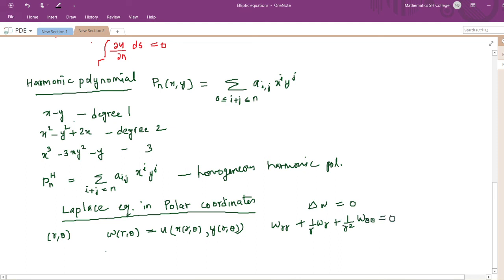This is easy to derive. In Cartesian coordinates we have the Laplace equation as u_xx + u_yy = 0, but in polar coordinates it takes this form: w_rr + (1/r) w_r + (1/r²) w_θθ = 0. So this is the Laplace equation in polar coordinates. Okay, so we will stop here. Thank you.